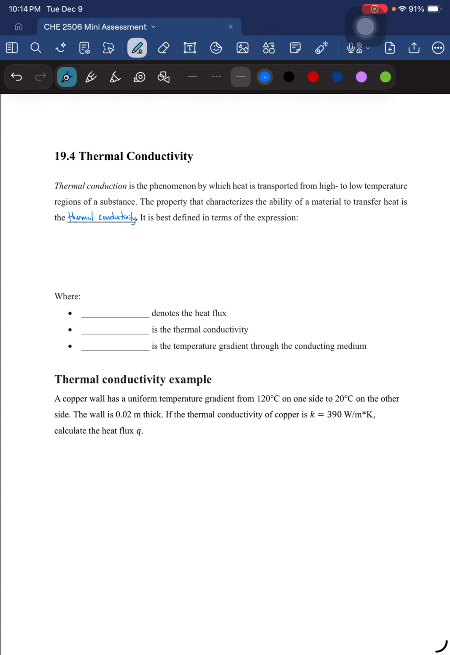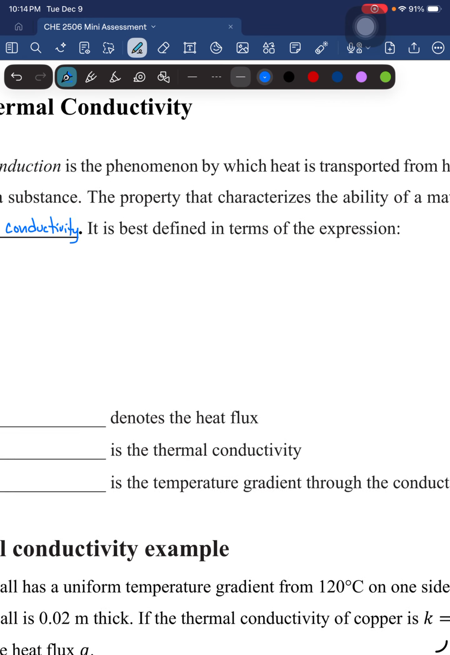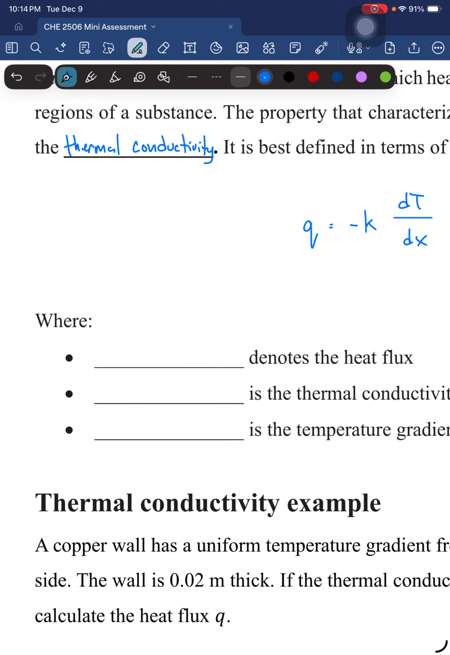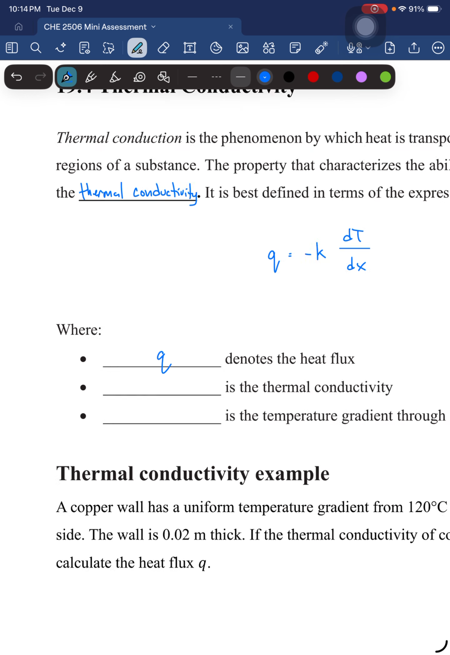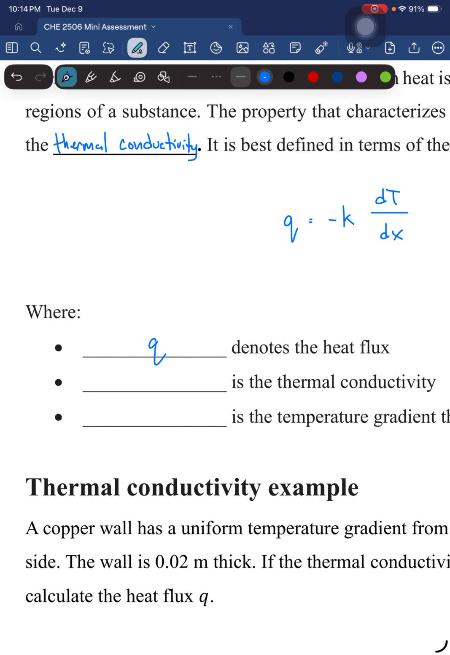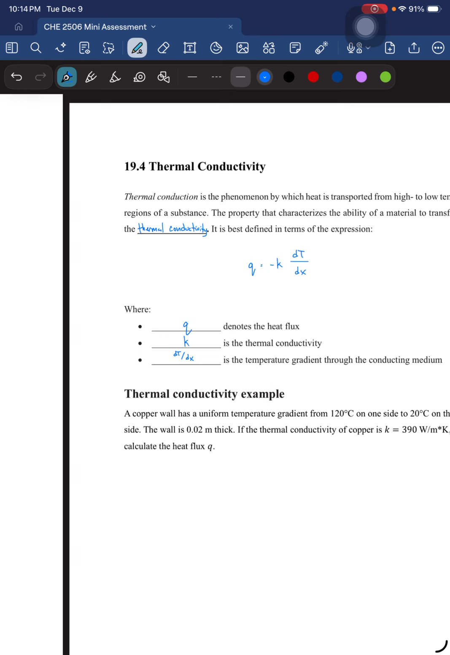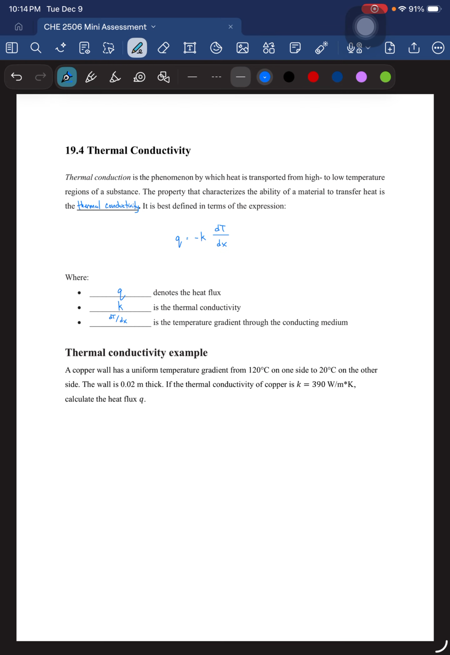It is best described in terms of this expression right here. So the heat flux Q would be negative K dT over dx. Your Q here would be the heat flux, and the K would be your thermal conductivity, and dT over dx would be the temperature gradient through the conducting medium.